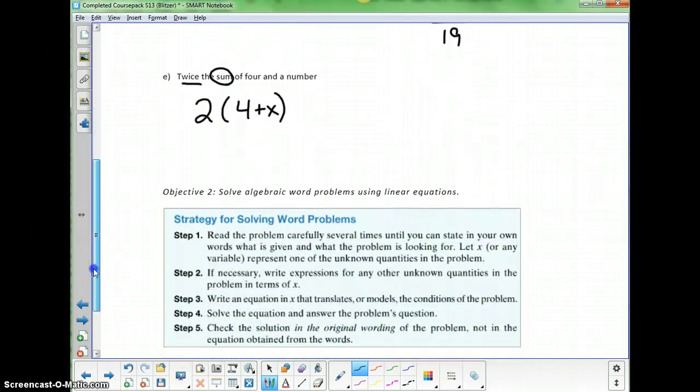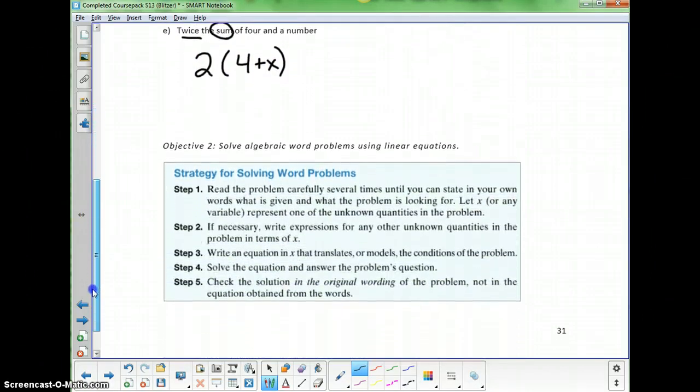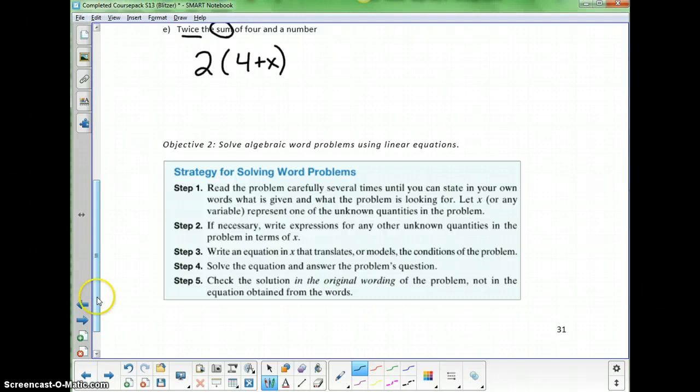Okay, let's look at the next objective. The next objective is to solve algebraic word problems using linear equations. These problems are going to require me to read carefully. They're not going to be directly translatable like a couple above, but I'm going to be able to translate them by reading them carefully, by writing the expression in terms of the unknown quantities, and then I will solve the equation, and so on.